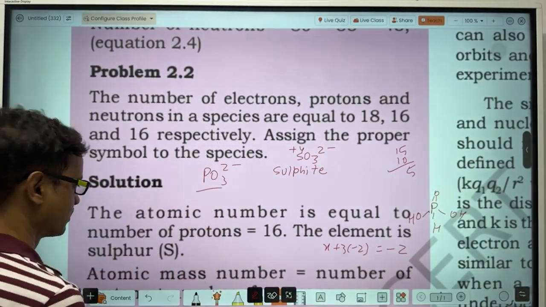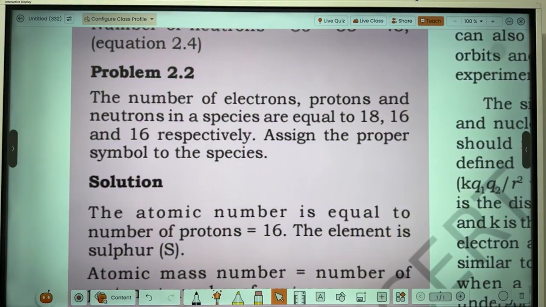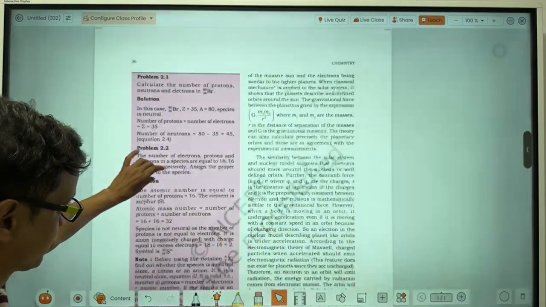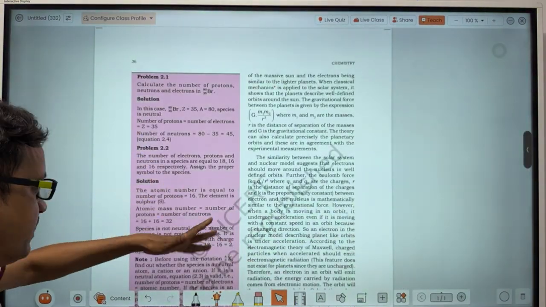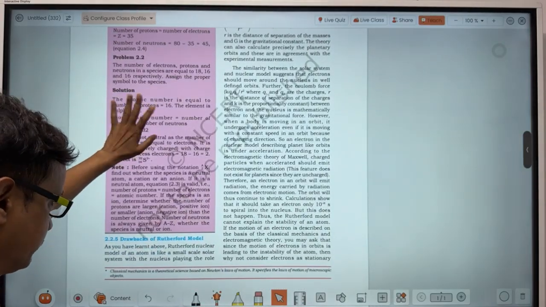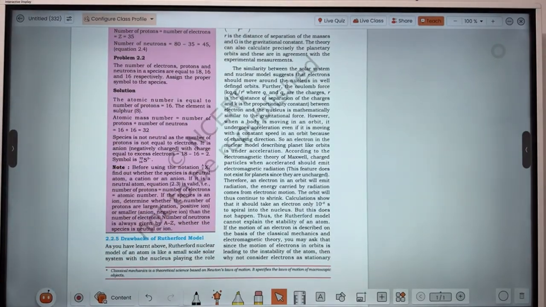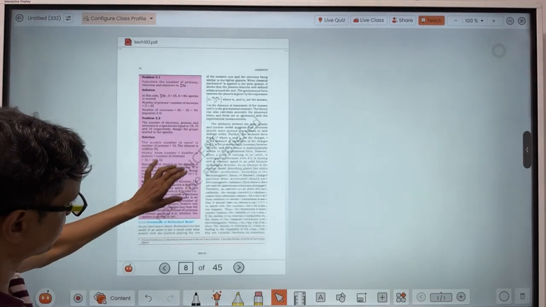Okay, about that we will discuss later on also. So not right now. Maybe you also feel confusion here. So what is that? That was about the drawbacks of Rutherford's model. About that we have already discussed. Now proceed to the next question.